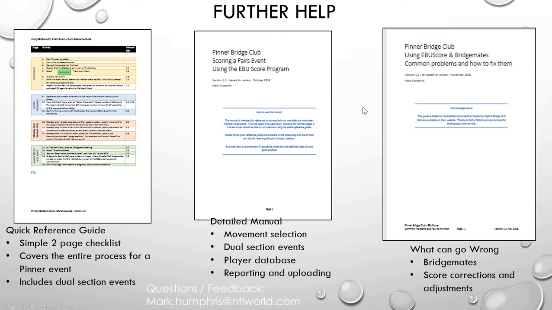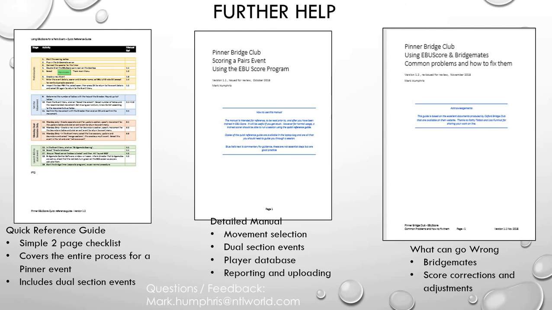And then the other thing I've done is influenced by a fantastic document prepared by Oxford Bridge Club. So the people at Oxford Bridge Club put together a document that helps show some of the problems that you might come into. So I've taken that document, copied it sort of shamelessly, but I have adapted it, made it very much specific to Pinner, and reordered some of the information in it to make it, I think, more accessible. So I've now called that document Using EBUScore and BridgeMates Common Problems and How to Fix Them. There's about 30 pages in there.